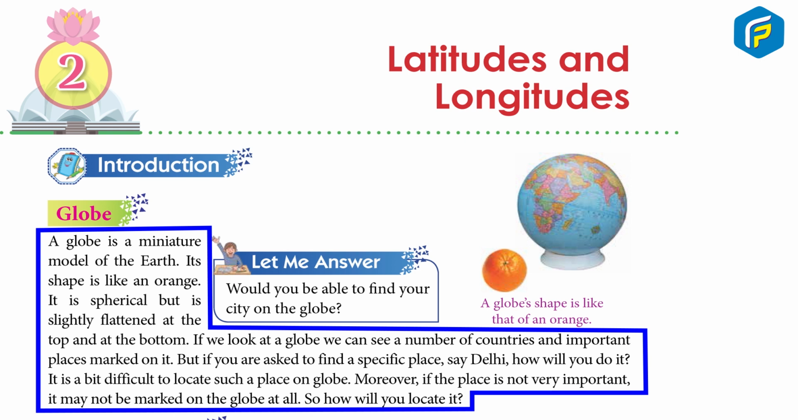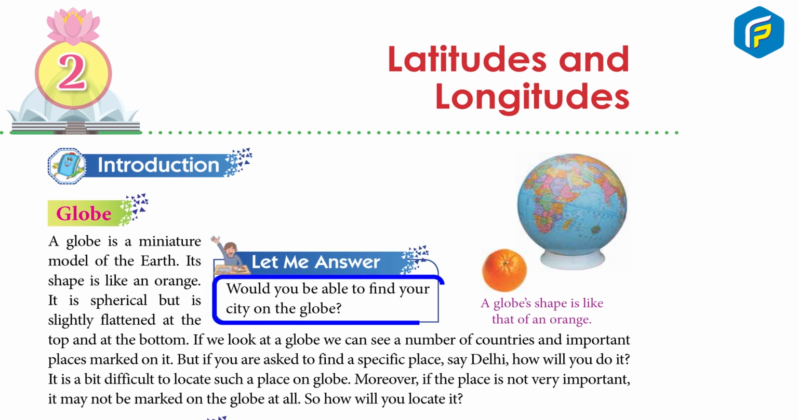But if you are asked to find a specific place, say Delhi, how will you do it? It's a bit difficult to locate such a place on a globe. Moreover, if the place is not very important, it may not be marked on the globe at all. So how will you locate it? Let me answer. Would you be able to find your city on the globe?